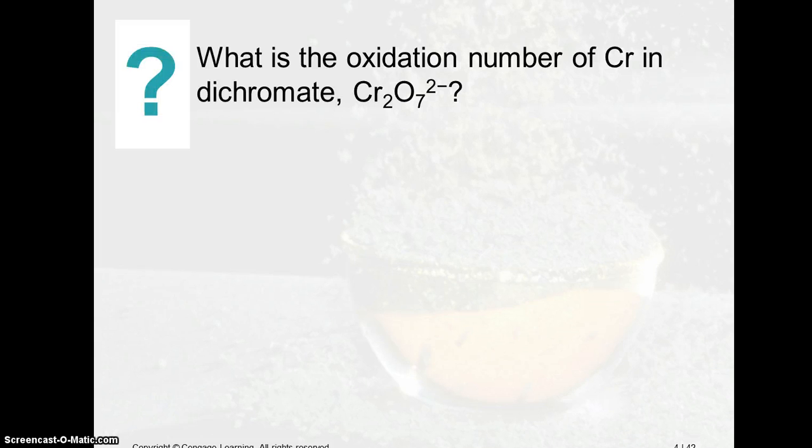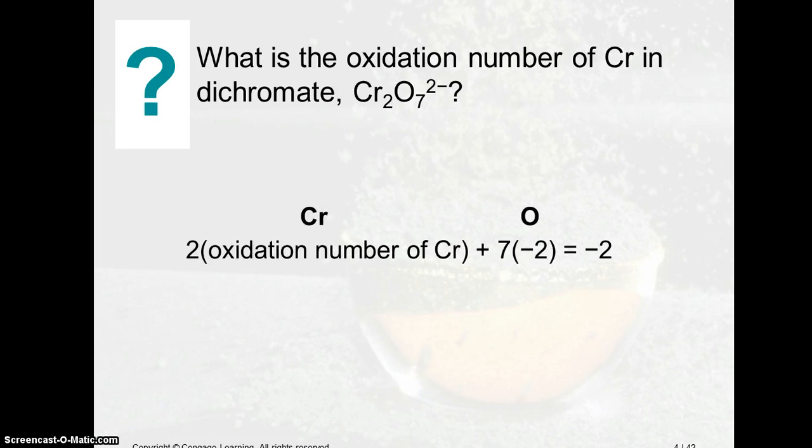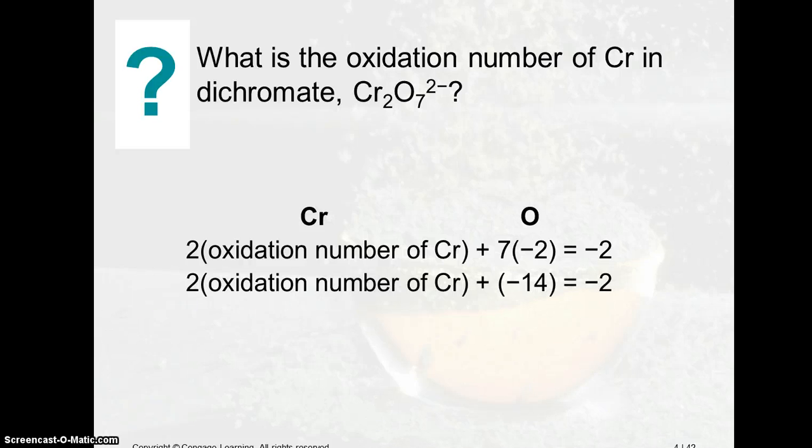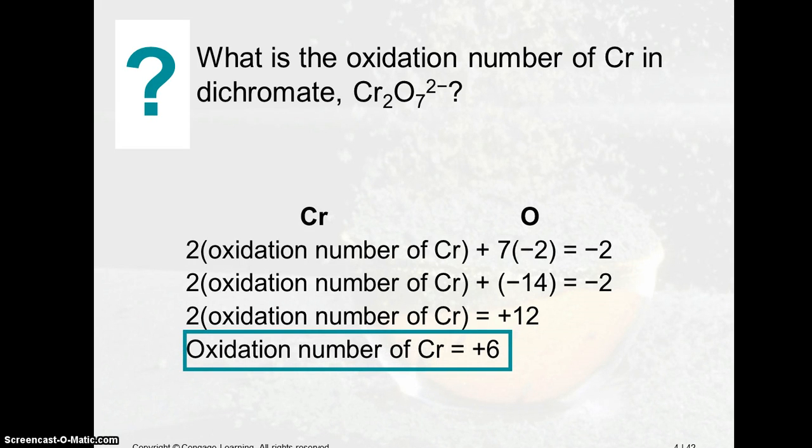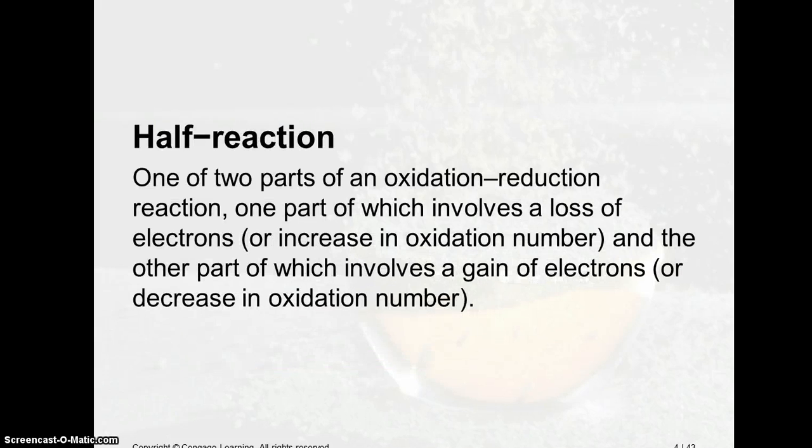As you do these, understand it's really just simple math. In most of these, you're going to know one of the two terms, or two of the three, however many there are, and you solve for the other one. Oxygen is almost always a -2. Chromium is the one that I don't know. So if I have 2 chromiums plus 7 times -2 equaling -2, I can solve for the oxidation number of chromium. It's just like a little math problem where you say 2x plus -14 equals -2 and solve for x.